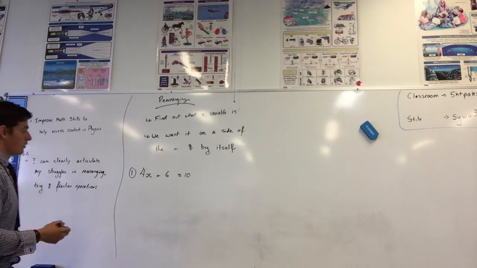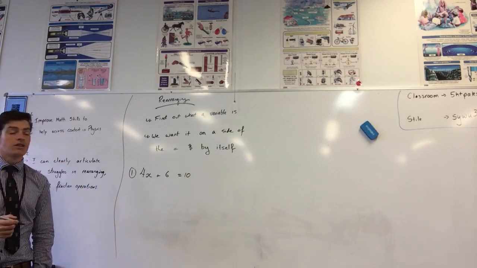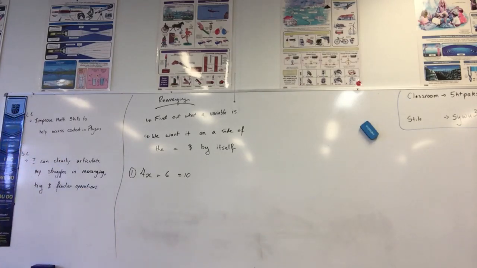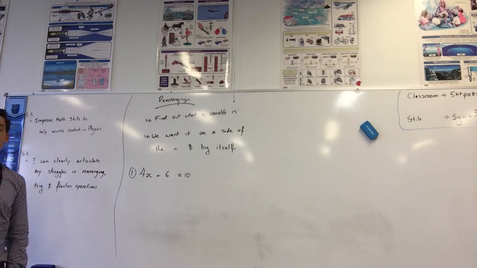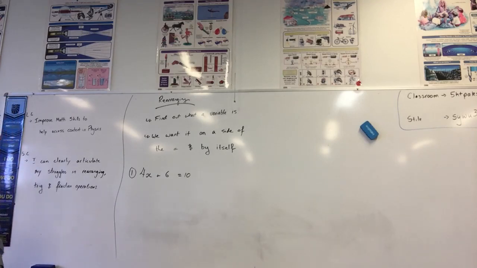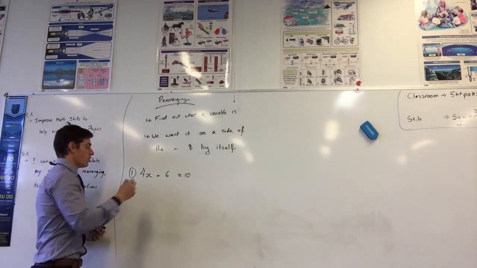So, what's our first step? Get rid of the 6. You're right, I want to get rid of the 6. I don't want to move it. Who would have thought to move the 6? I used to think that as well. How do we get rid of a 6? Why do we get rid of rather than move? Because we want to only be left with the variable. So we want to be left with the x by itself.